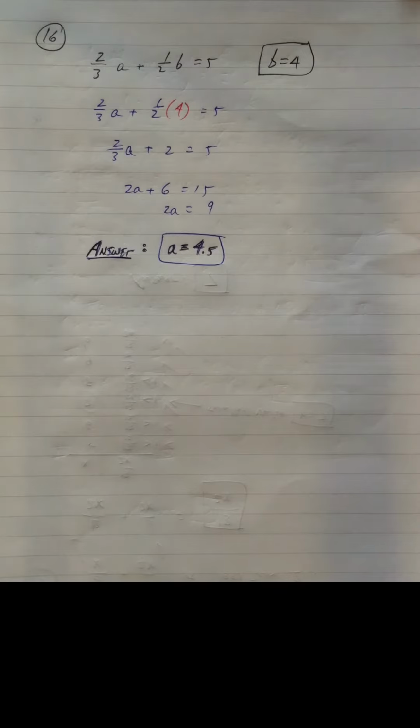Question 16. We're given that 2/3 a plus 1/2 b equals 5, and we're given that b equals the value 4. So like a system of equations, we'll simply plug in for b, and we get 2/3 a plus 1/2 times 4 equals 5, or 2/3 a plus 2 equals 5. To get rid of all fractions, I simply multiply by 3, and I get 2a plus 6 equals 15, or 2a equals 9, and therefore a equals 4.5. The correct answer is a equals 4.5.